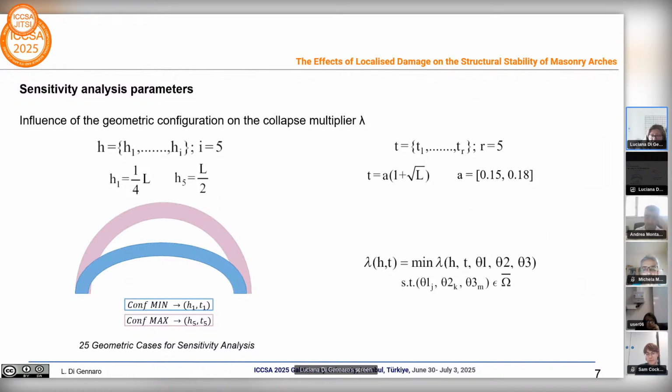5 dimensions. In the left part of the slide, you can see the minimum configuration, with rise H1 and thickness T1, corresponding to the pair H1 and T1, and the maximum configuration that corresponds to the round arch with the maximum possible thickness considered, T5.